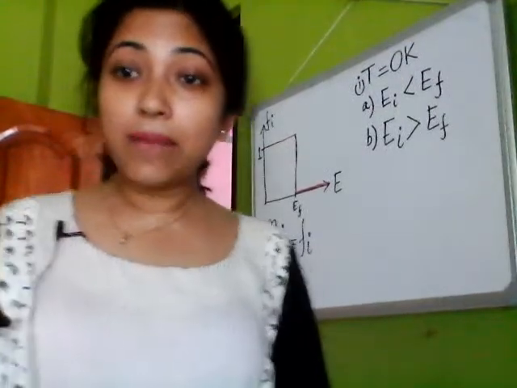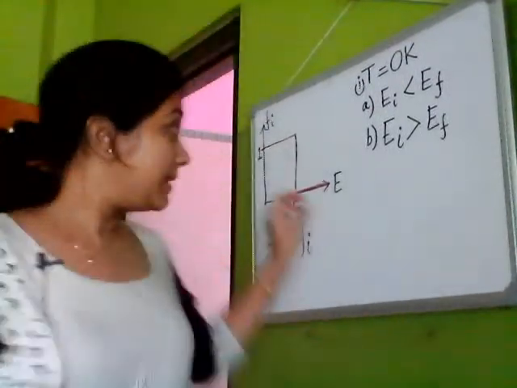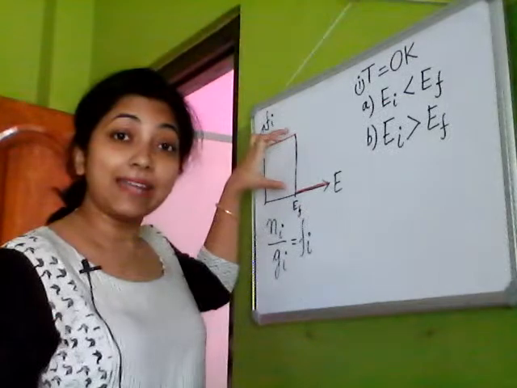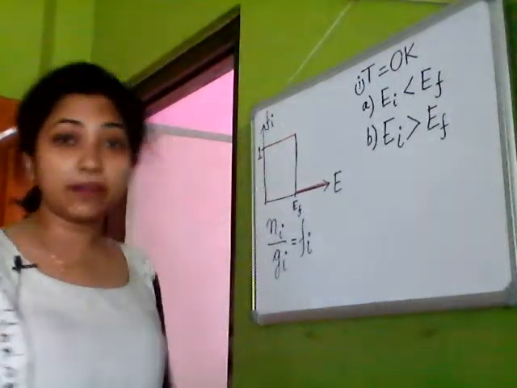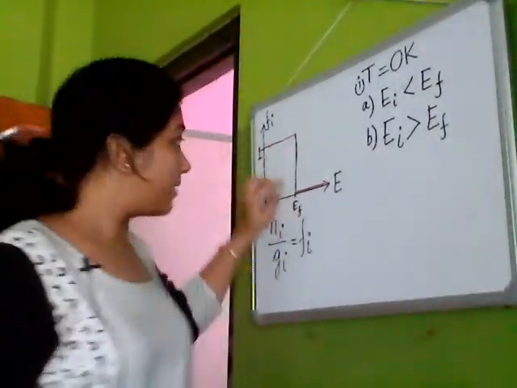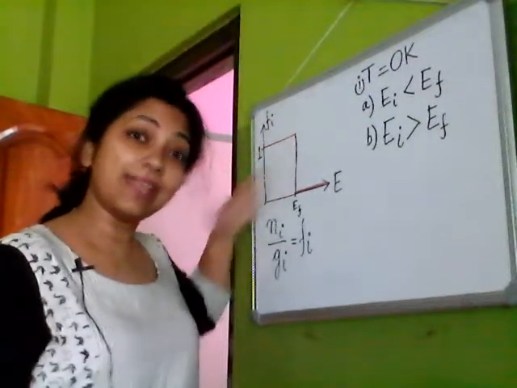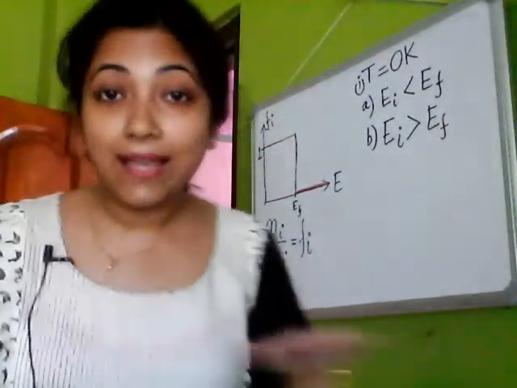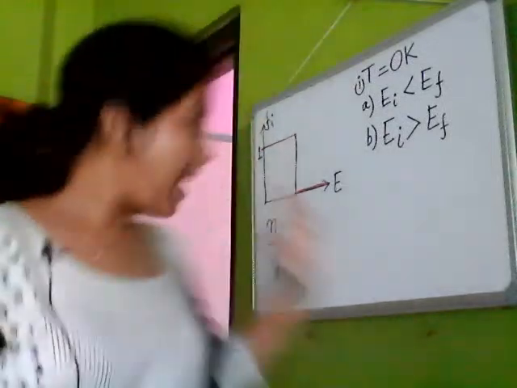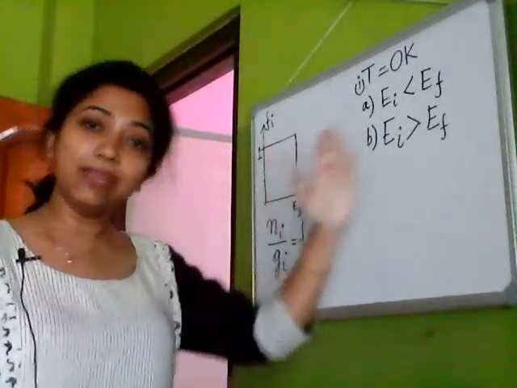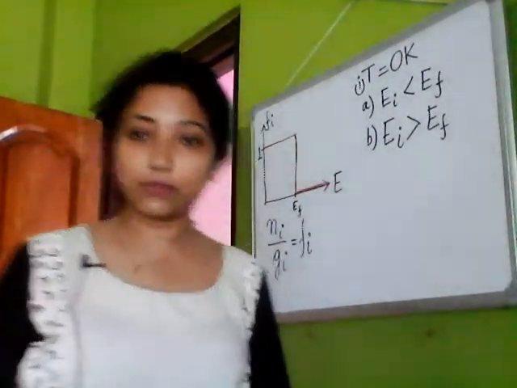Kajal is asking, ma'am, what if EI is equal to EF? Exactly at EI equal to EF also, it is remaining in the 1 range. Okay, that is the highest level which is occupied. Above that, everything comes out to be 0. The distribution comes out to be 0.